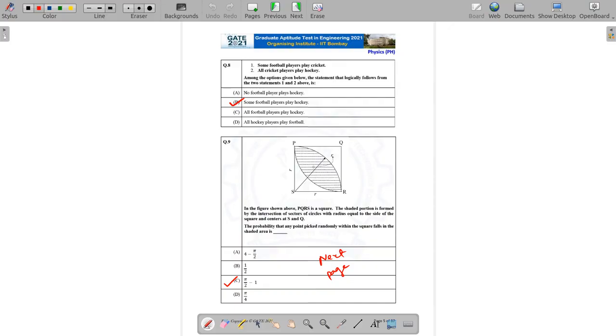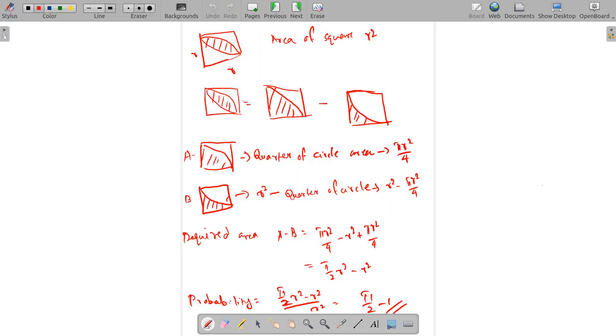Okay, that will basically be the total area. Total area of the square is r square, and how much is this area? So area of the shaded region divided by r square will give you the probability. Let's see how to do this. Basically the idea is to get the area of this thing. So this area you can represent as this circle minus the area under this particular region.